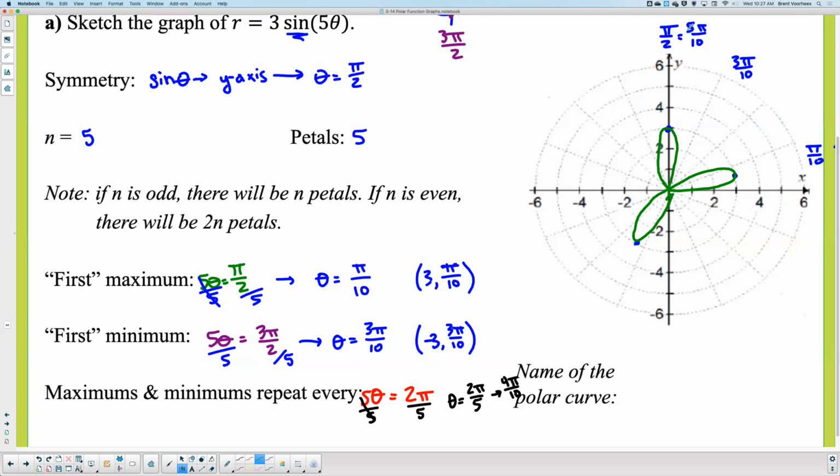You go back to a minimum. A minimum at what? 7 pi over 10. Let's say 7 pi over 10 is somewhere in here. 7 pi over 10 is going to have a minimum, but it's negative. So it's going to be negative. It's going to be across. So we go away, and the minimum is going to be 3 units. So 1, 2, 3, somewhere in there, roughly.